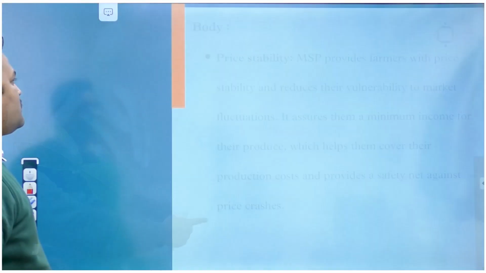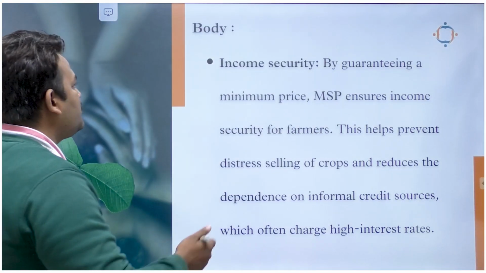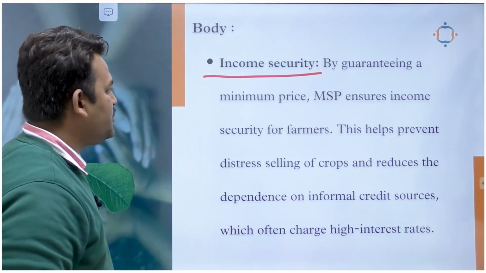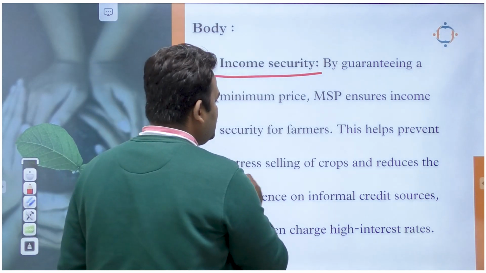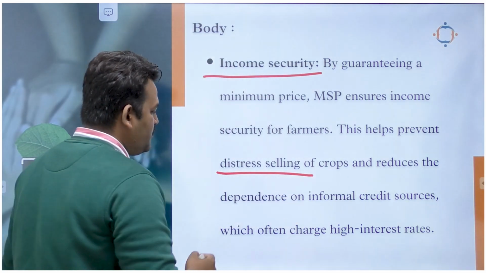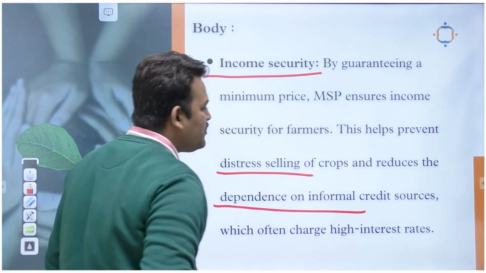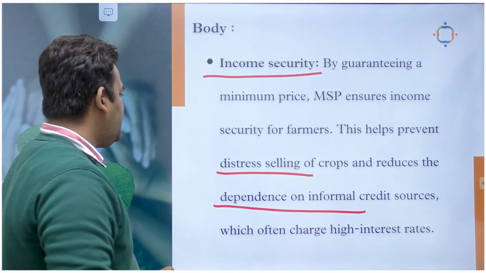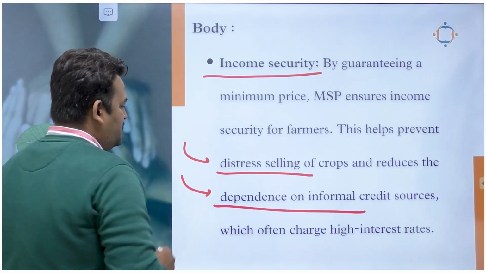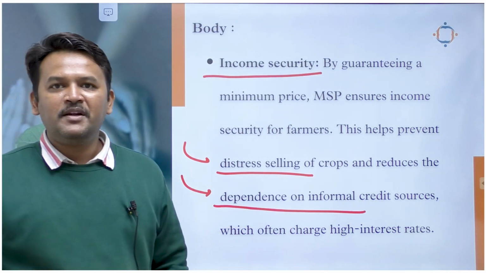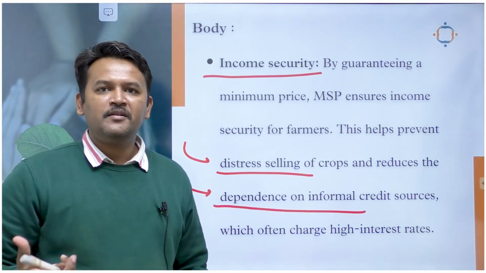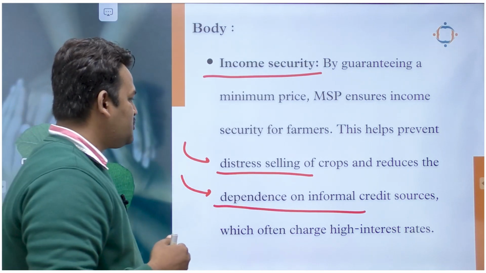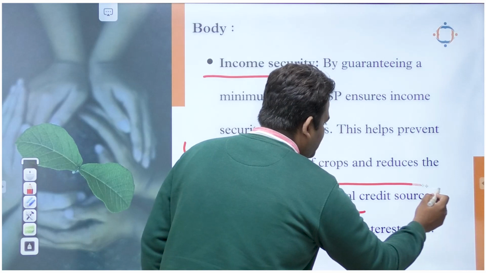The second point focuses on income security to the farmer. By guaranteeing a minimum price, MSP ensures income security to the farmer. This helps prevent distress selling of crop and reduces dependence on informal credit sources, right? So we are trying here to introduce two more points. Distress selling. Distress selling is a major issue in India, right? Same way, there is a major issue of informal credit as well.